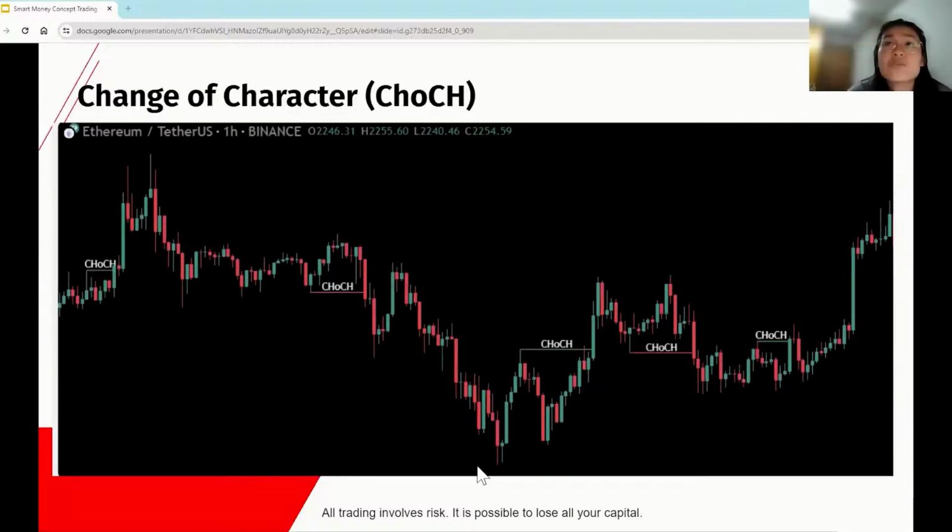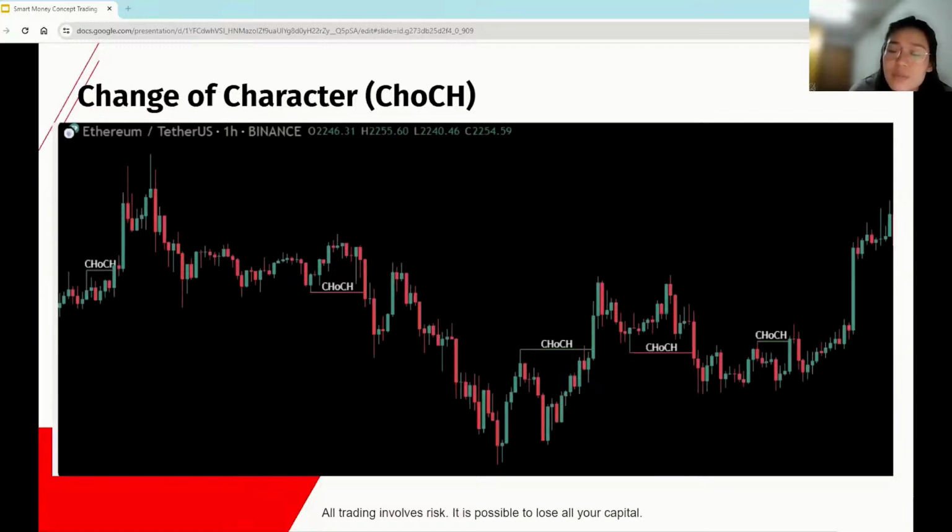Now these are often used together with our change of character. Again, both of these concepts are pretty similar to some of the ICT concepts that we mentioned earlier, but it's just a different name for SMC. Change of character occurs when the market shifts from one trend to another, indicating a potential trend reversal.